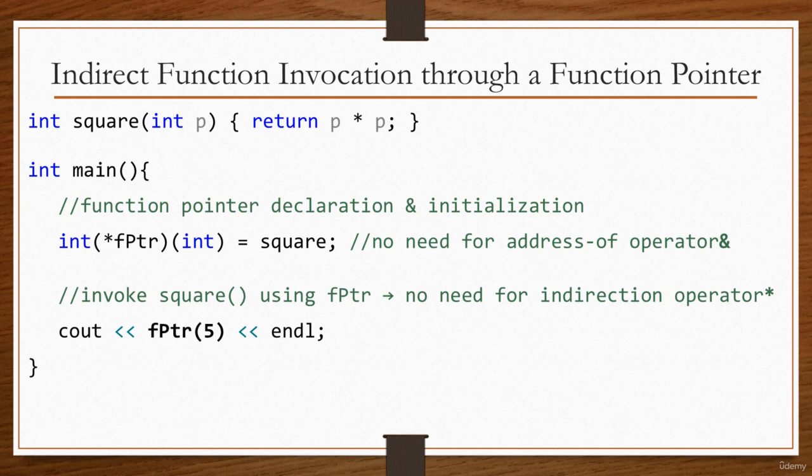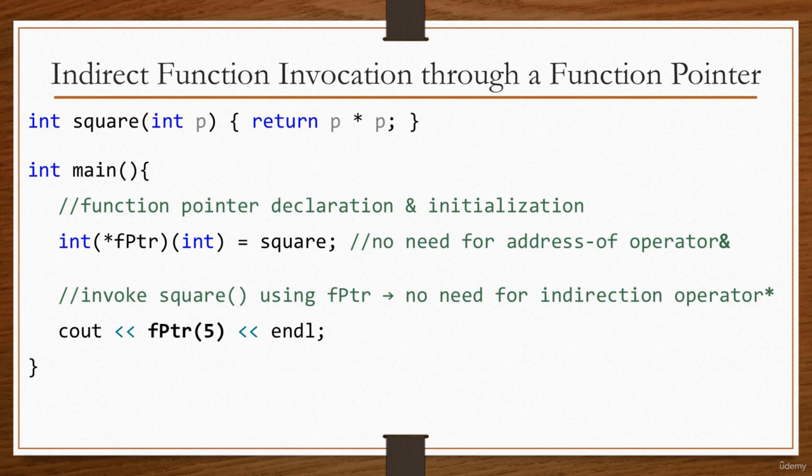Well, we can perform an indirect function invocation through a function pointer. In this example, I have the square function again, and in the main function, I have a function pointer declaration and initialization, so I assign the square function to the function pointer fptr. And as I mentioned previously, there's no need for the address of operator here.